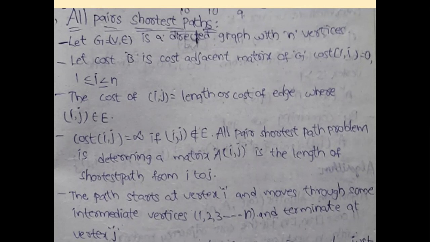Sometimes you calculate the edge by length or cost, anything. But if any edge is present in the graph, it must be represented by a particular weight, that is weight or length or cost. Next, the cost of i comma j equal to infinity if i comma j does not belong to the edge set. Suppose the edge is not present in the graph.